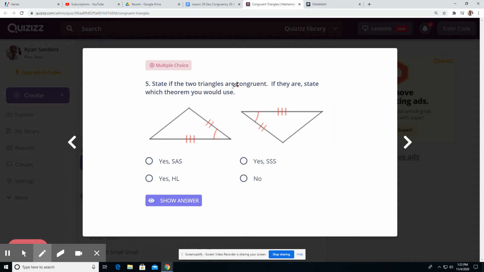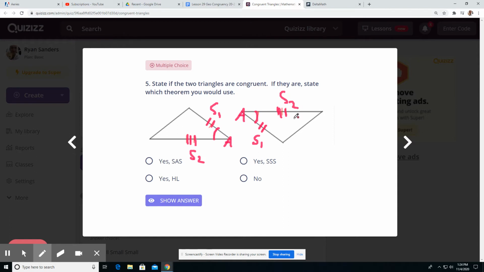State if the two triangles are congruent. If they are, state which theorem you would use. Okay, well, this is a side that matches. I'll call that side 1. 2 ticks matches 2 ticks. We got an angle that matches. And we got 3 tick marks here, so that's another side that matches. Side 2.